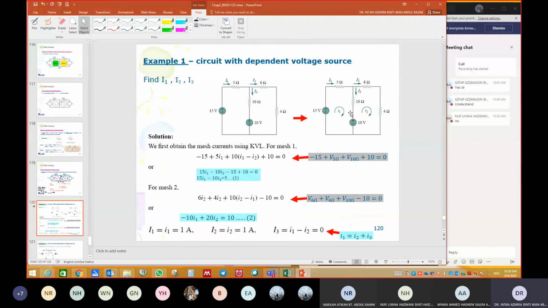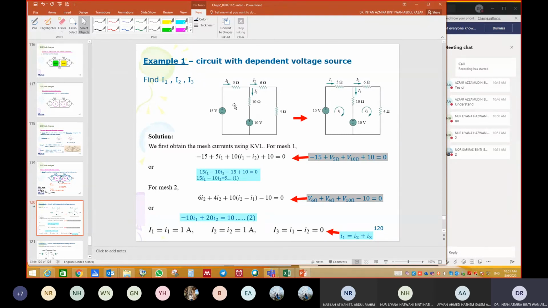So let's go to another example. So we have how many loops here? Two loops. So we will have how many equations? We will have 2 equations to find 2 unknown currents, which are I1 and I2. This is the question. The question asks you to find I1, I2, and I3. This is I1, I2, and here is I3.